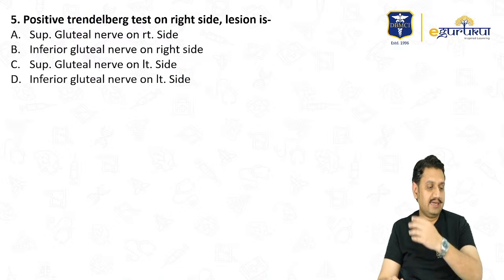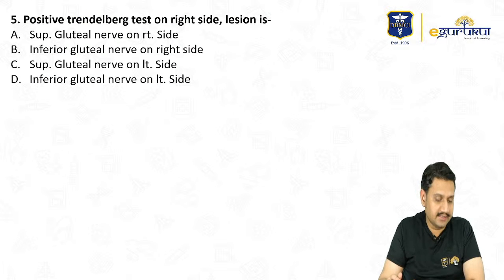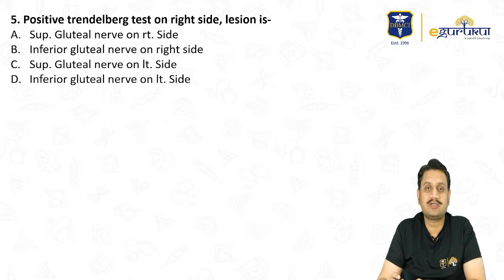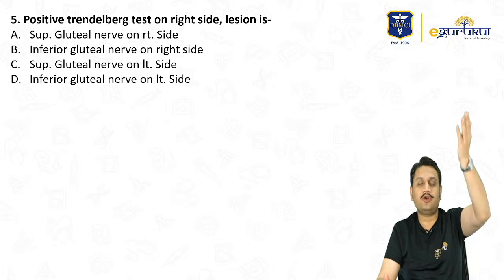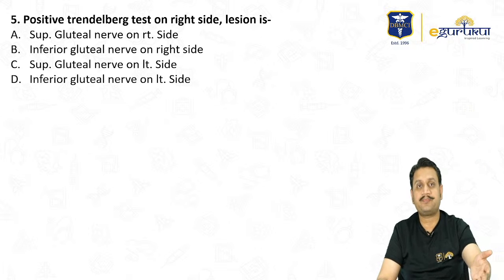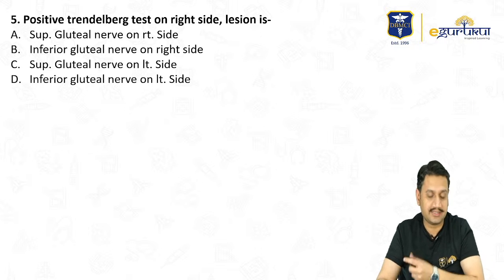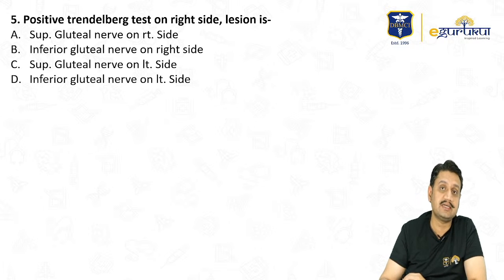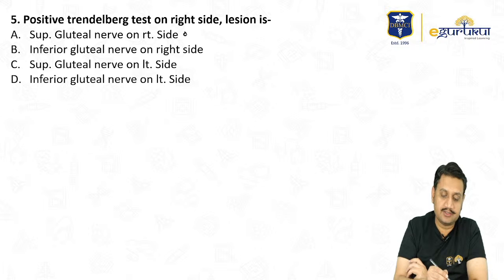Right. So what Sairam has just asked, the positive Trendelenburg test on right side, the lesion is on which side? So positive Trendelenburg test on right side means, what actually does that mean? When you say the positive test is on right side, that means the right side is a failure. That means the left pelvis will not stay at the same position and it will fall down. That's what you call the positive Trendelenburg test on right side. So when you are testing the right side, the patient is not able to keep the hip at the same level as the opposite side. So failure is of the right superior gluteal nerve.